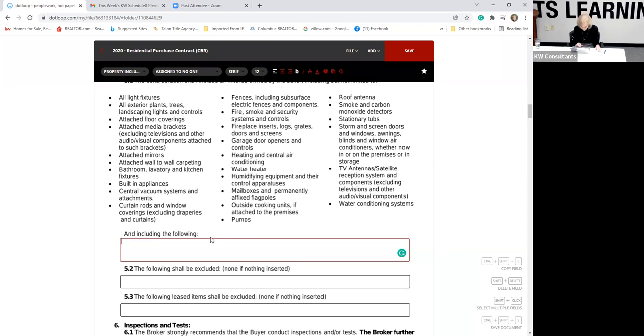So let's go down to things that will be excavated. So there's a swing set in the yard, but it's 20 years old and it's all rusted. You better put in there that you want it to be removed, otherwise the sellers might leave it for you.